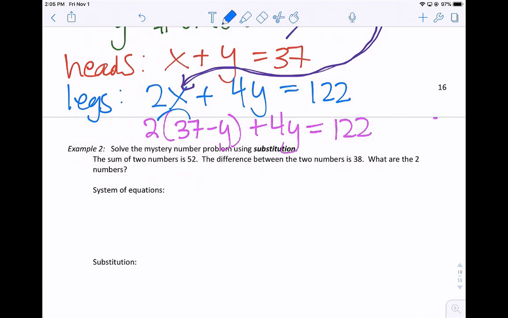So let's do that. Let's distribute this. I should use a different color here. All right, so 37 times 2 would be 74. Let me double check.